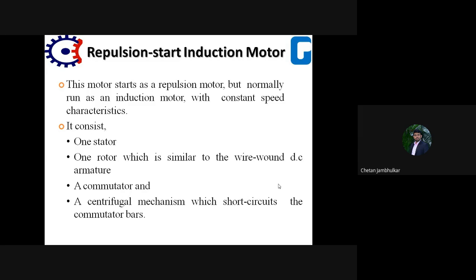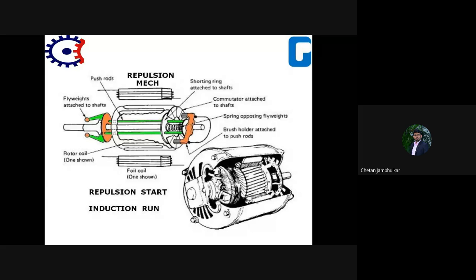Repulsion start induction motor. So it consists of one stator winding and one rotor winding, which is similar to the wire wound DC armature, one commutator, and the centrifugal mechanism for short circuiting the commutator bars. So this is the picture of the repulsion start induction motor.